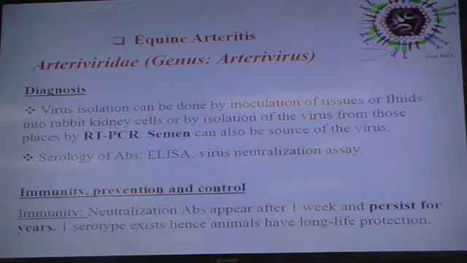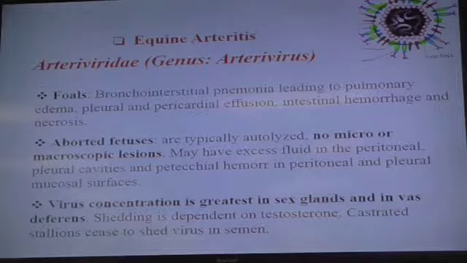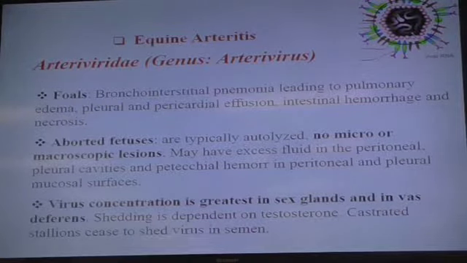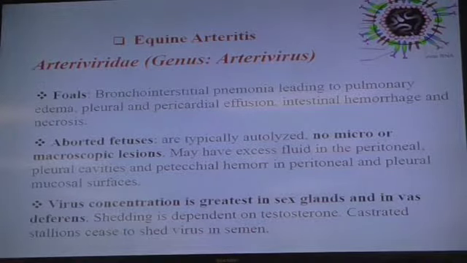Yes? On the previous slide, you said virus concentration is greatest in sex glands and in the vas deferens. But then earlier you had said something about the quality of semen, whether it's artificial insemination or natural. With an artificial insemination, wouldn't there be less viral concentration because they wash the semen? Oh, not necessarily, no. What do you mean they wash the semen?